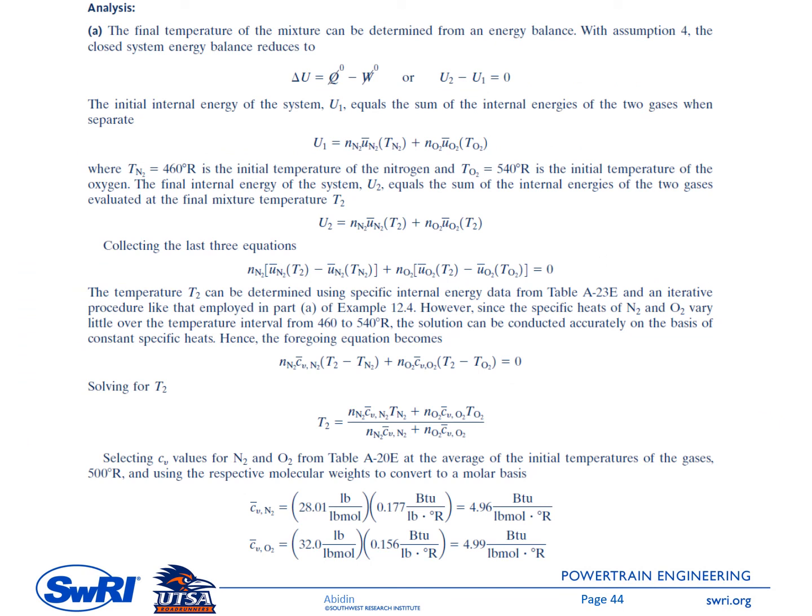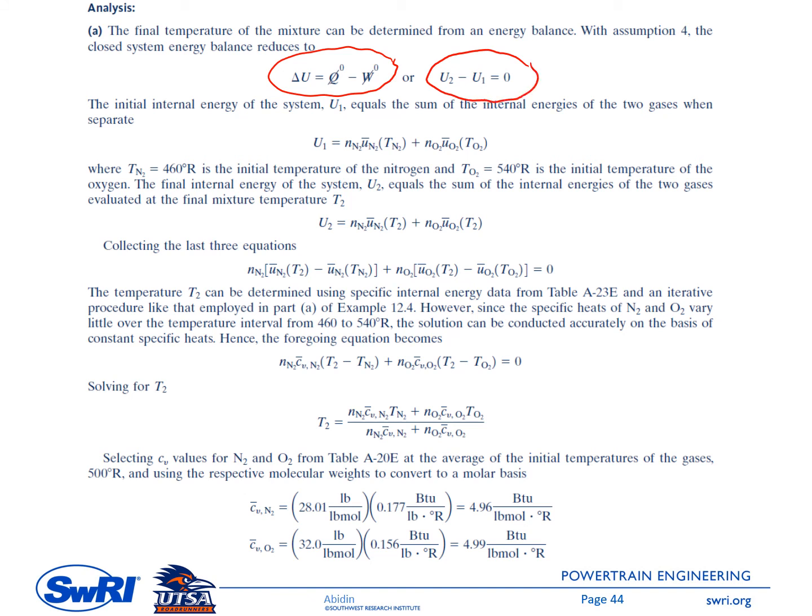The first question is the final temperature of the mixture. We can determine this final temperature from the energy balance with assumption number 4. It means there is no heat transfer with the surroundings, no work with the surroundings, and we can also ignore the change of potential and kinetic energy. Then the energy conservation equation simplifies to this. Q equals 0, W equals 0, and then delta U equals 0. So U2 minus U1 equals 0.